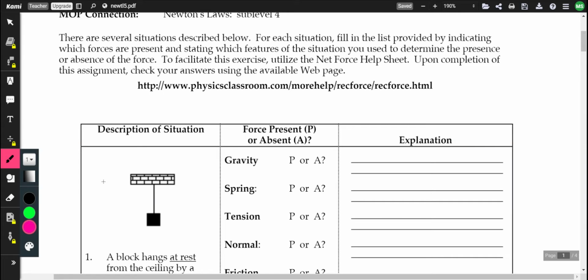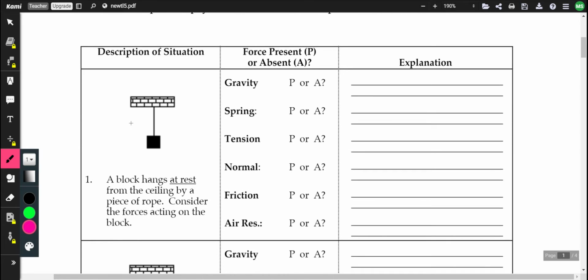Hello, fabulous physicists. So we're going to try to practice now identifying what forces are acting in different situations. I'm going to go through a couple examples, and then you are going to try some on your own. This first one, we've got a block hanging at rest from the ceiling by a piece of rope.